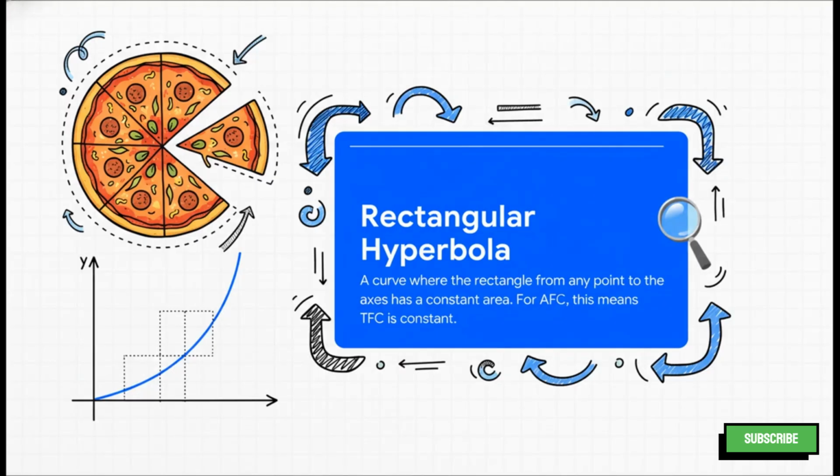Now, that term rectangular hyperbola sounds super academic and intimidating, doesn't it? But the idea is actually, well, it's as simple as pizza. Seriously, think of your total fixed cost, like that factory rent, as the entire pizza. The more slices you cut, which is your output, the smaller each individual slice gets. That's your average fixed cost. But here's the key. The total amount of pizza never changes. It's always one whole pizza. And that constant total is the magic behind this special curve.